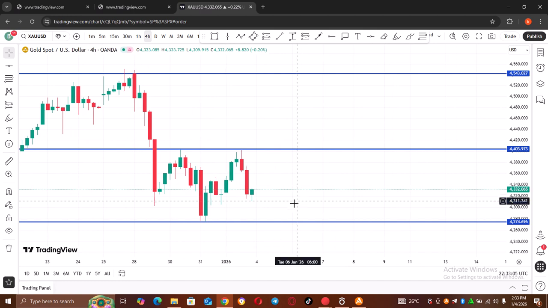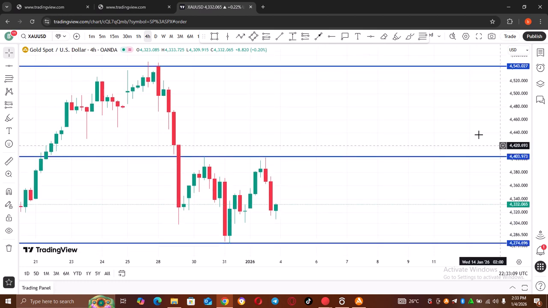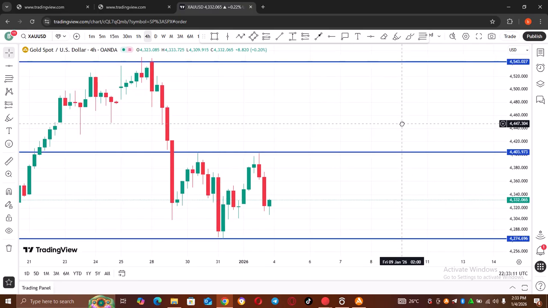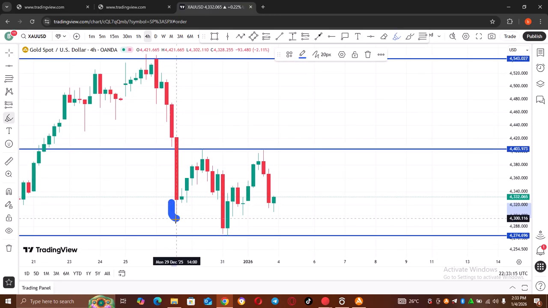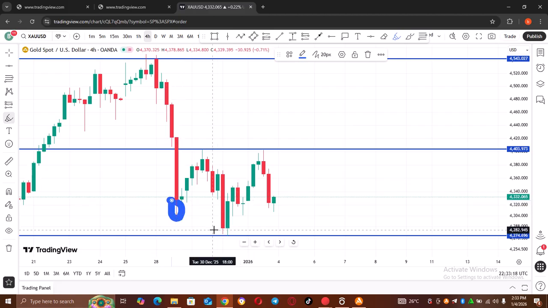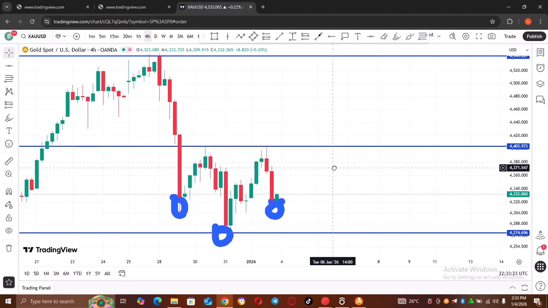This is an inverse head and shoulders pattern where we have the first shoulder, we have the head, and the final shoulder. So the market is currently forming an inverse head and shoulders pattern. That is good. Now, where is the neckline?